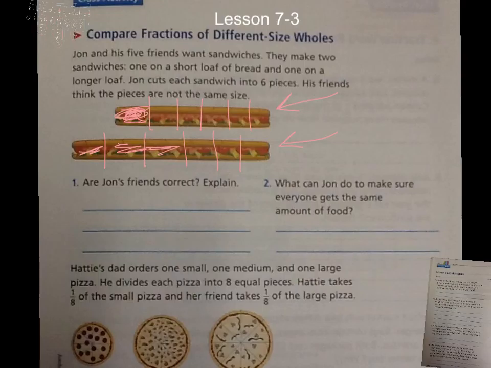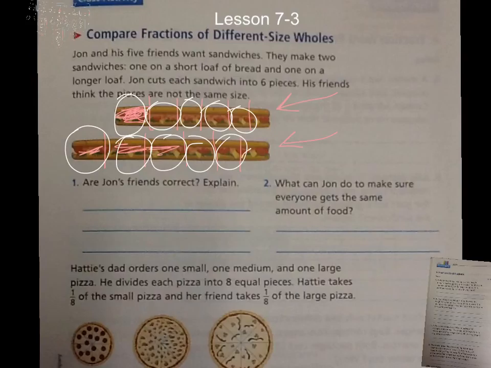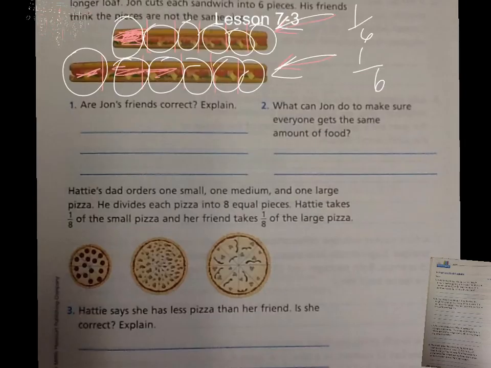Hopefully you said, well, each person gets one of each sandwich. There's the first person, second person, third person, fourth person, fifth person, and then John. That way they each got 1/6 of the big sandwich and 1/6 of the small sandwich. So they didn't technically get 2/6 because we're talking about two different wholes here. But they did get 1/6 of each whole.